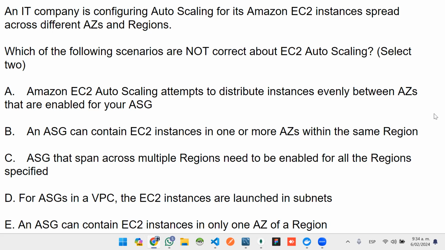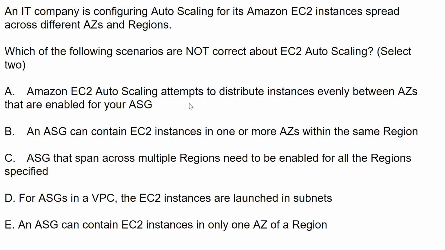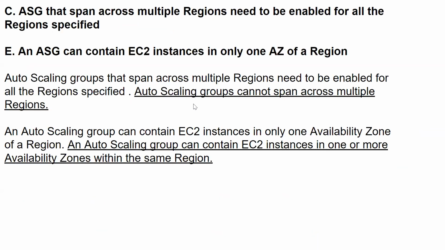An ASG can contain EC2 instances in only one AZ of a region. Okay, C, ASGs that span across multiple regions need to be enabled for all the regions specified. All right, so that's not true. An ASG can contain EC2 instances in only one AZ, and that's not true.